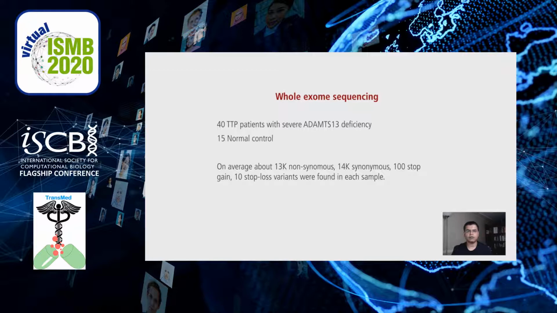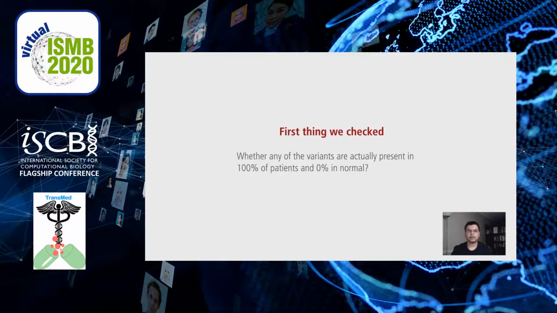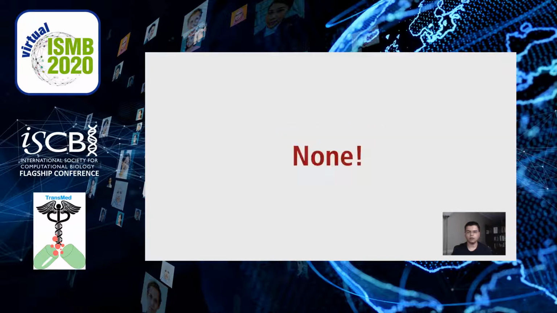On average, we found around 13,000 non-synonymous mutations per sample. So first thing, we checked whether there are any mutations that are present only in the TTP sample but not in the control populations, and we found there are no such mutations. So TTP is not a single mutation or single gene based disease, and there are probably more than one candidate genes involved in the TTP disease progression.